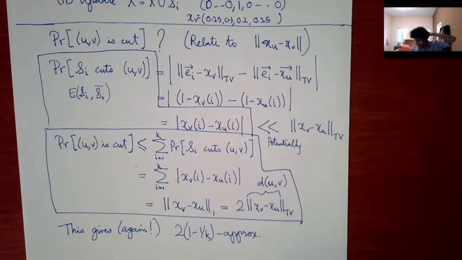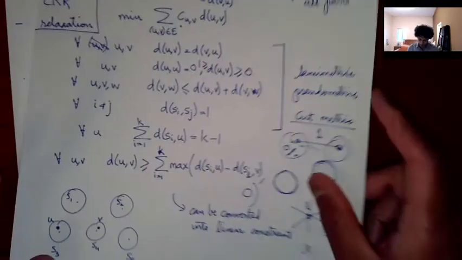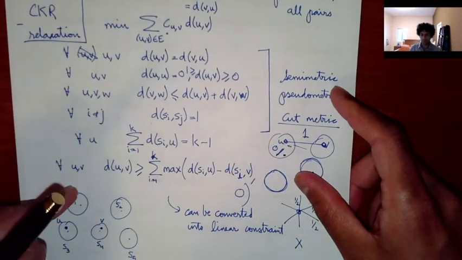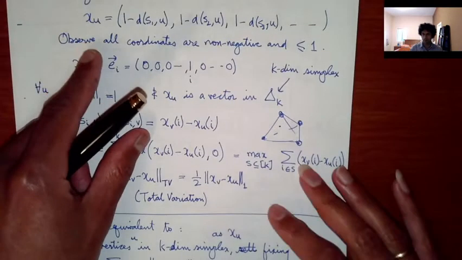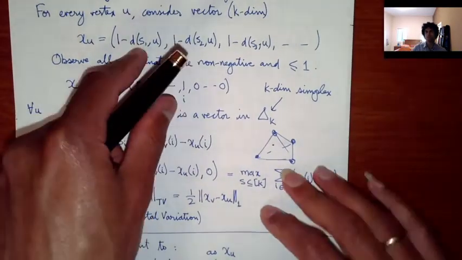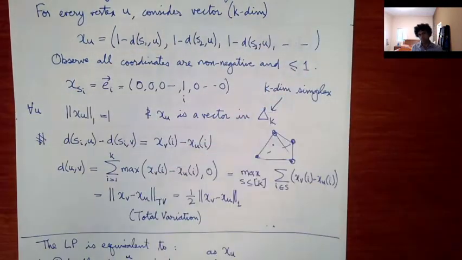How are the XVs calculated, these real numbers in each dimension? Yeah, so how do you calculate the XVs? What you do is first solve this LP. And then set the vector XU to be 1 minus these distances. That's how you get the vector. Does that make sense? So you take the LP solution and you interpret it as vectors.